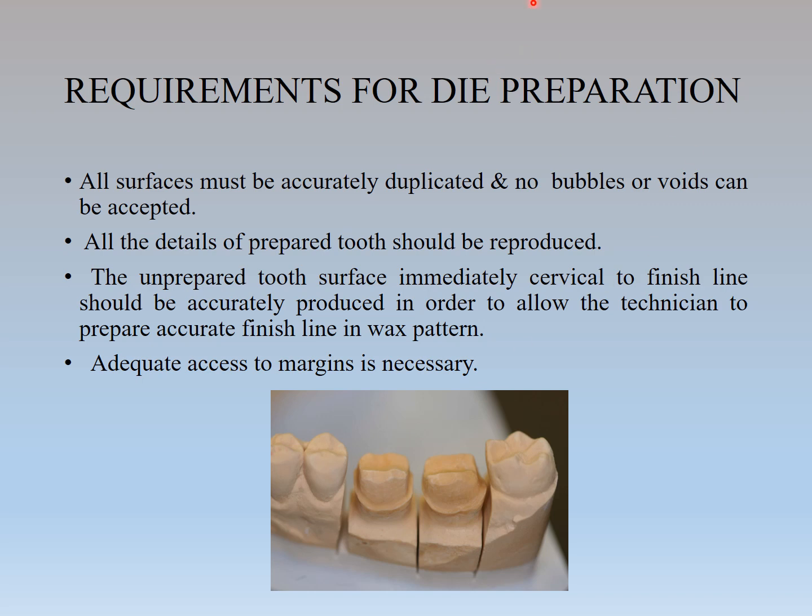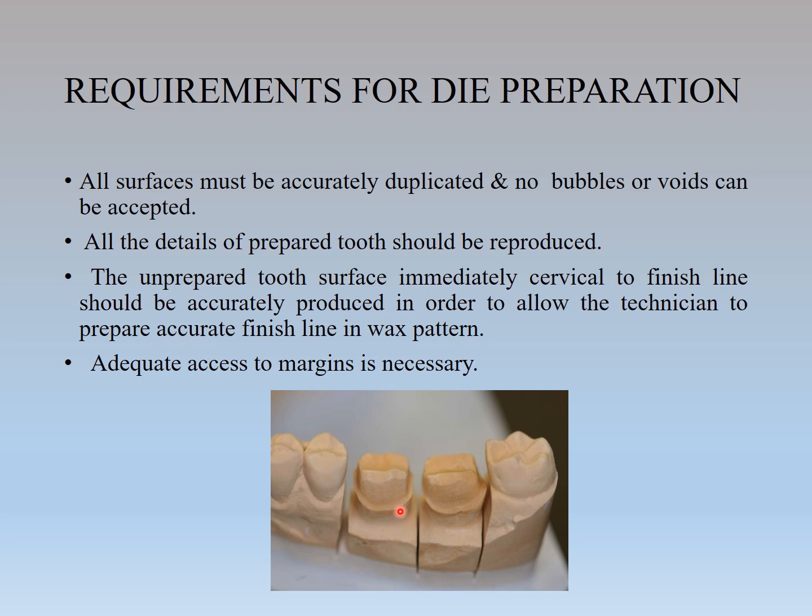Requirements of a die preparation. So this individual structure is known as a die. Okay, all surfaces must be accurately duplicated and no bubbles or voids should be accepted. So you have to apply proper pouring techniques. Okay, all the details of the prepared tooth should be reproduced. The unprepared tooth surface immediately cervical to the finish line should be accurately reproduced in order to allow the technicians to prepare an accurate finish line in wax patterns.